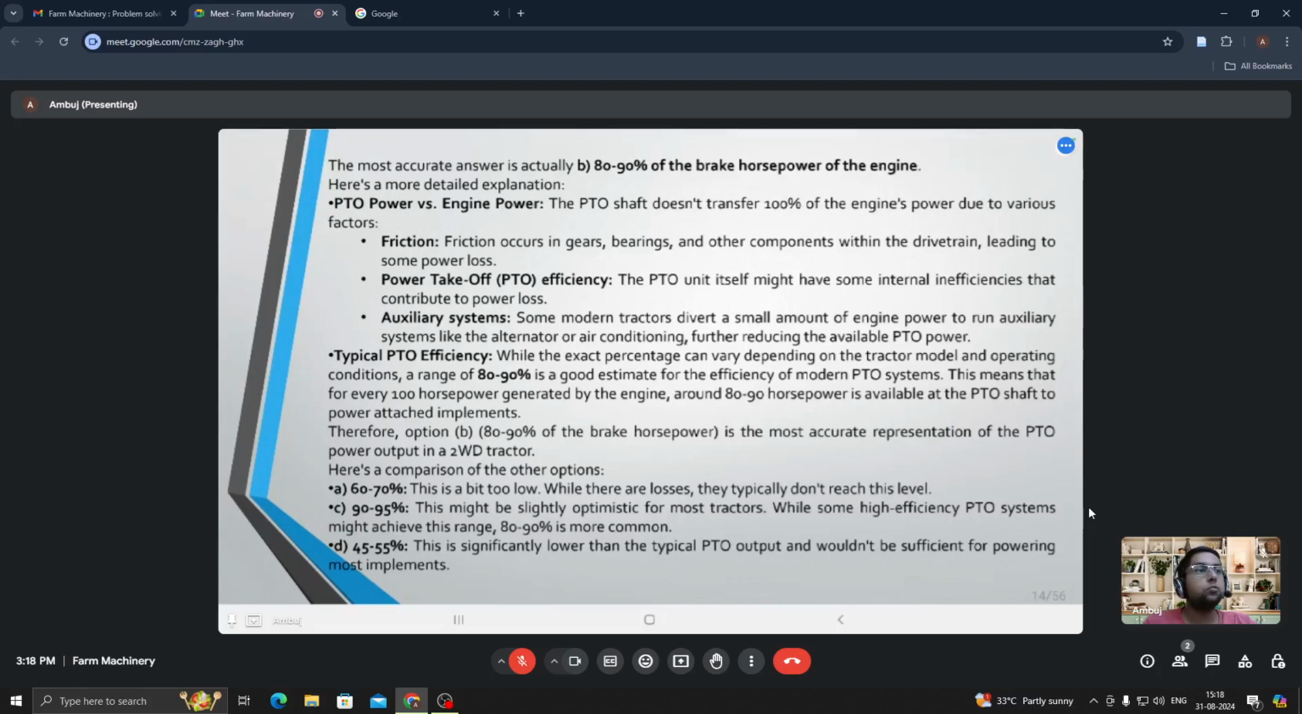So the correct option would be 80 to 90% of the BHP. 60 to 70% is a bit too low, 90 to 95% is an overestimation, a more optimistic estimation, and 45 to 55% is not the answer. And as you must know, two-thirds of the power is available at the drawbar power outlet, and 80 to 90% of the power is available at the PTO shaft.